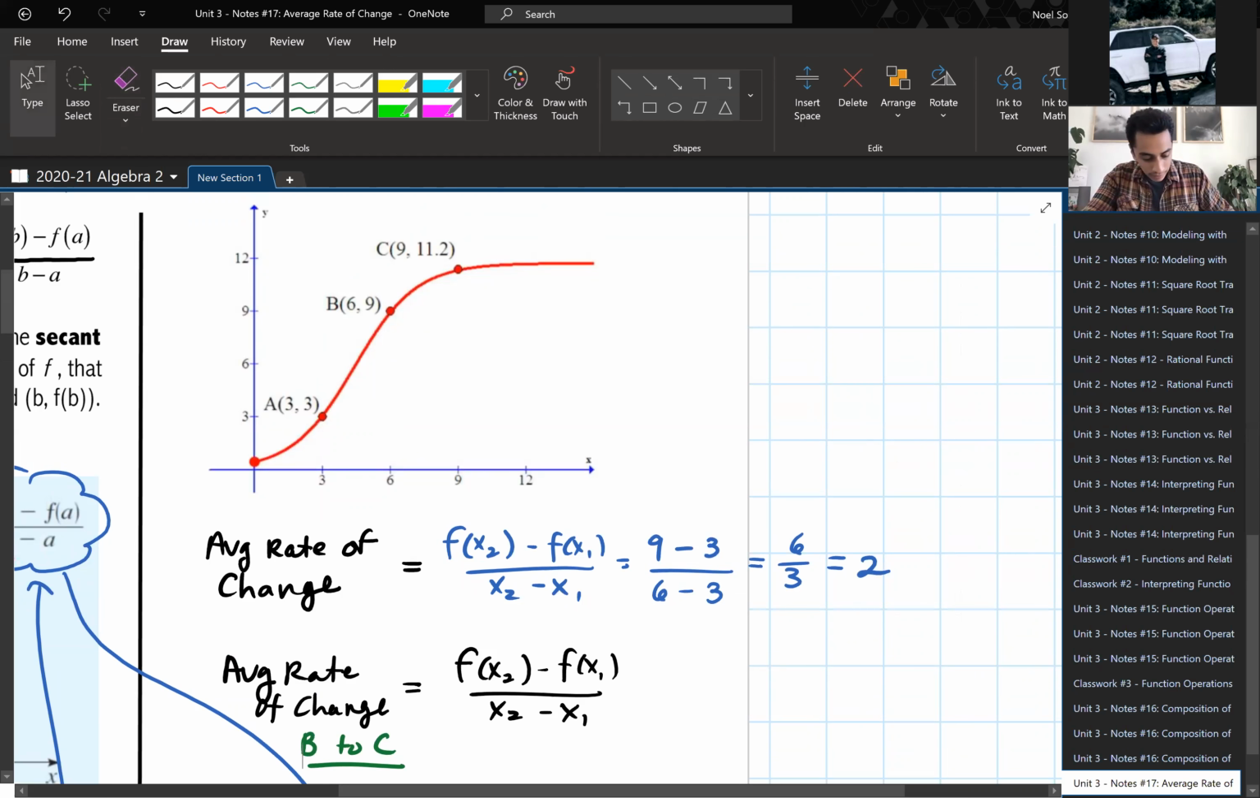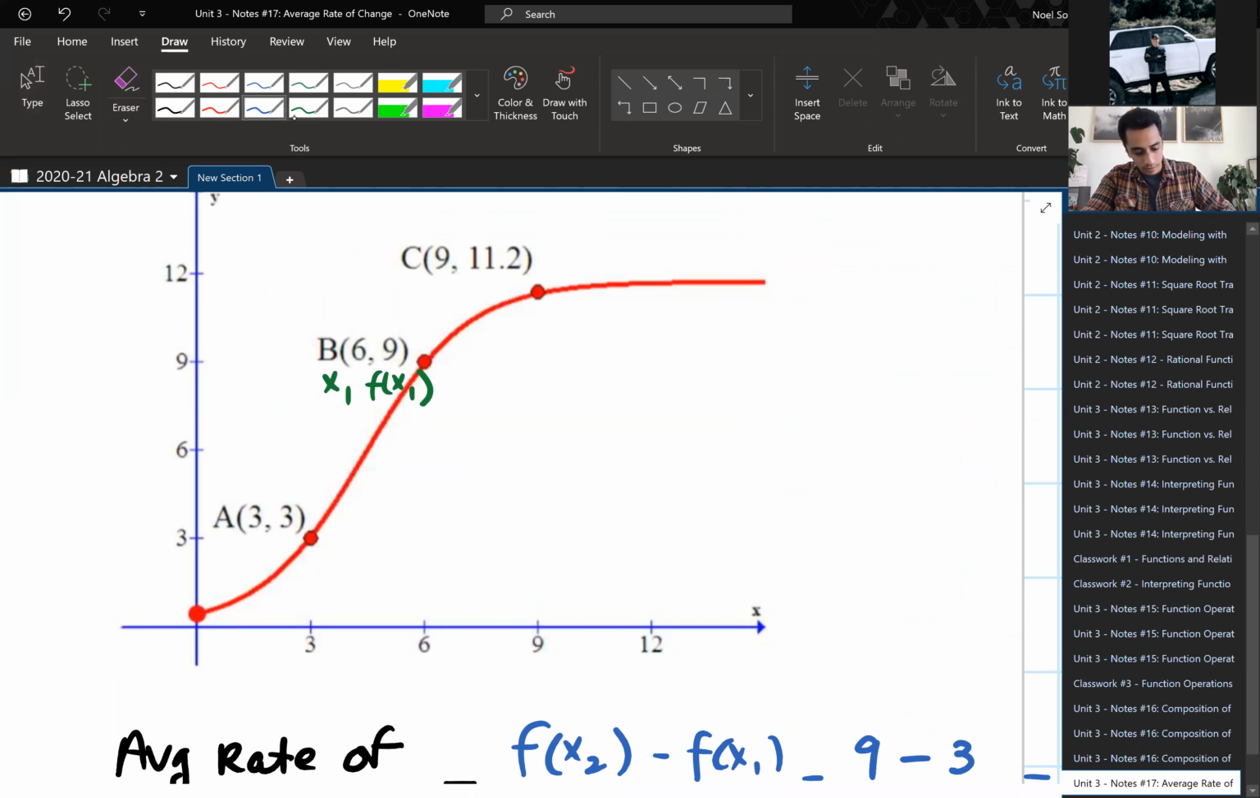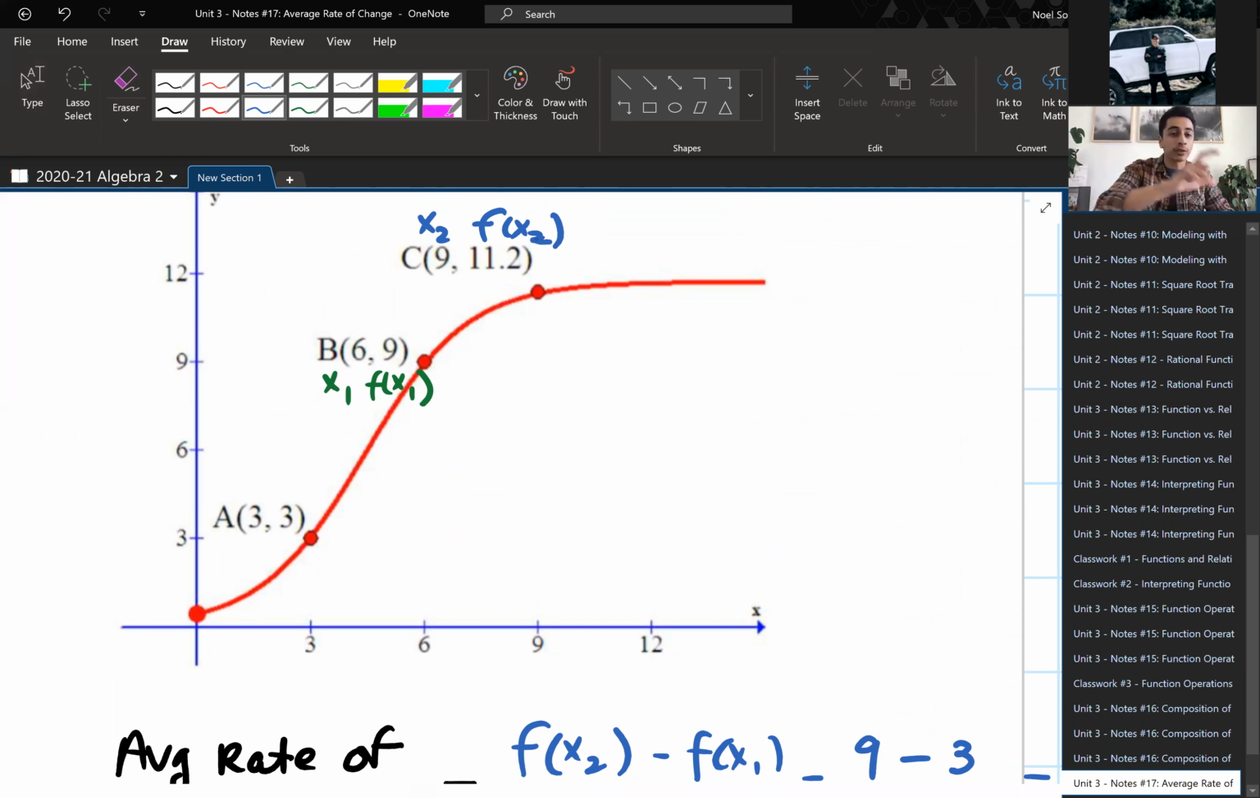So now B is my first point. This will be my x1, f of x1. And C will be my x2, f of x2. Okay. Does that make sense why we're shifting? Because now we have a new set of points. So I have to relabel everything to match what this question is asking of us.